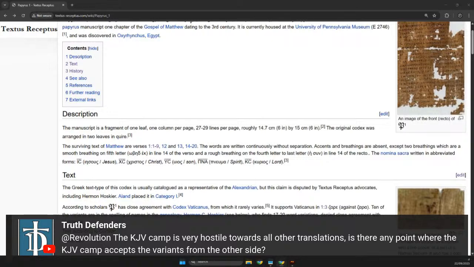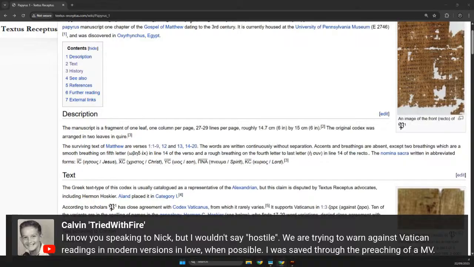And so Calvin Tried with Fire says, I know speaking to you, Nick, but I wouldn't say hostile. We are trying to warn against the Vatican readings in modern versions in love when possible. I would say through the preaching of a modern version. Most of the people I know who are like TR people, like, say, Jeff Riddle, he used to preach modern versions. ESV and all the rest of it. A lot of people like that. The Agros guys, Taylor DeSoto and Will Kinney is like, I got saved, I think it was like an NIV or something like that.